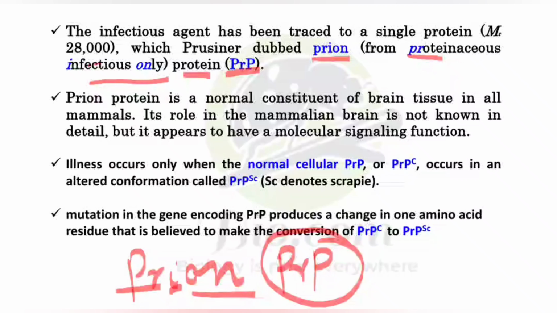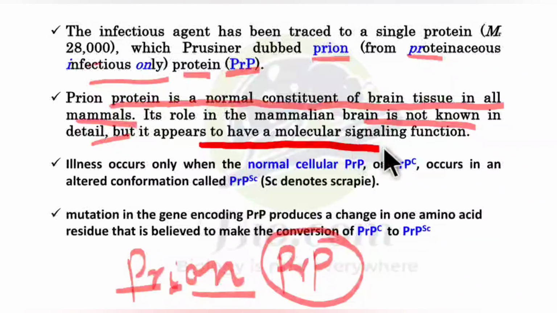So PrP is the responsible agent for causing the disease known as spongiform encephalopathy, and prion protein is a normal constituent of brain tissue in all mammals. If we talk about prion protein, it is a normal protein of our brain that has certain functions, and its role in the mammalian brain is still not known completely, but it appears to have a molecular signaling function.